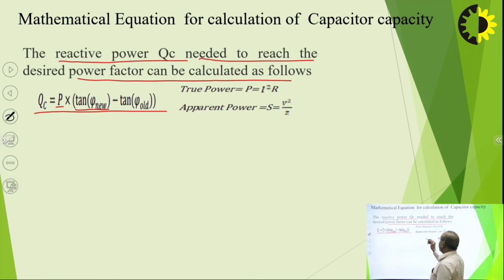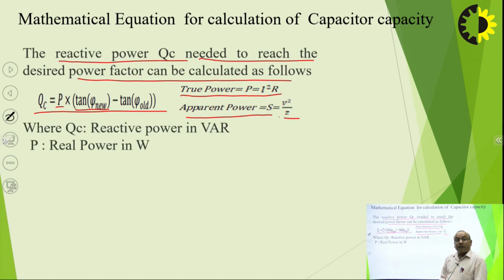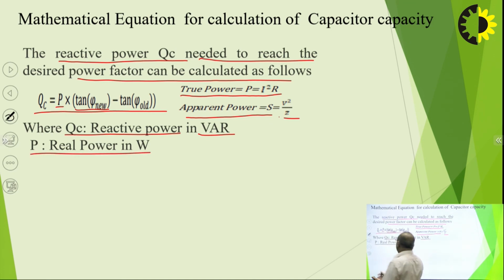Now true power or active power or useful power is given by I square into R, where I is the current in the line and R is the resistance of the load, and P is the symbol for this true power. The apparent power, the symbol for that is capital S, is given by V square by Z, where V is the voltage of the supply and Z is the impedance in the system. So QC is the reactive power in volt ampere reactive, VAR, and P is the real power in watt or kilowatt.